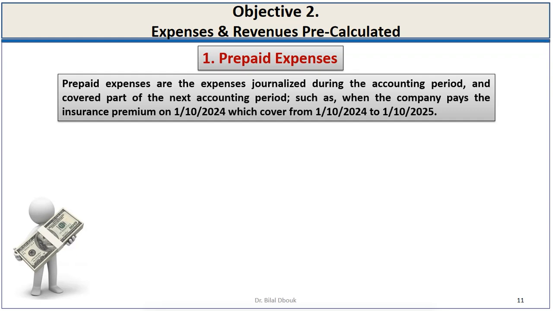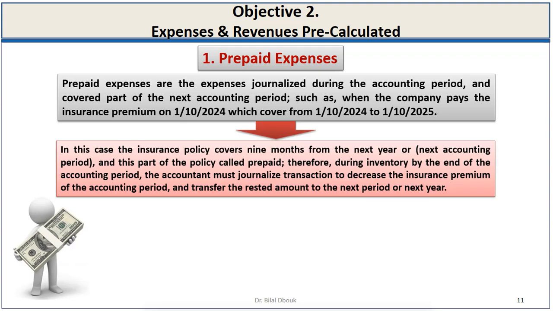What are prepaid expenses? Prepaid expenses are expenses journalized during the accounting period that cover part of the next accounting period. For example, a company pays an insurance premium on 1/10/2024 for 1 year, so it will cover the period 1/10/2024 till 1/10/2025. In this case, the insurance policy will cover 9 months of the next accounting period, and this part of the policy is called the prepaid premium.